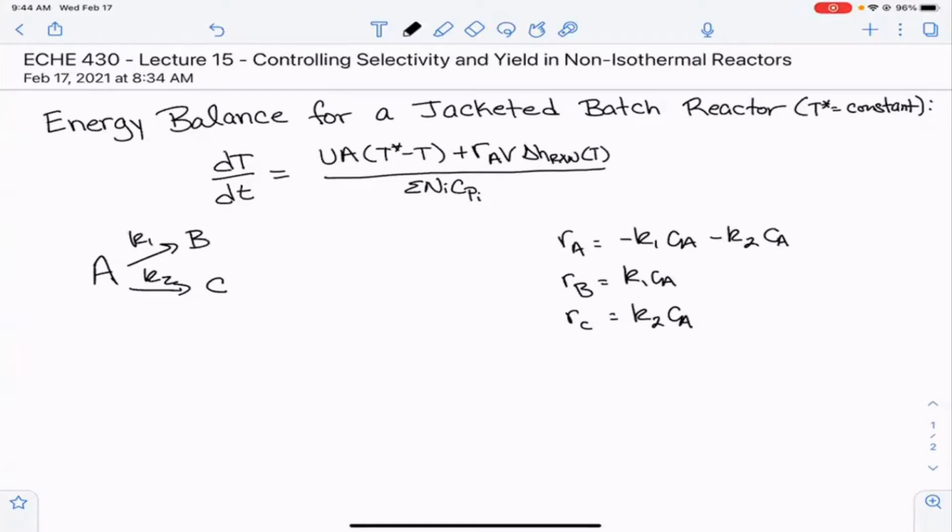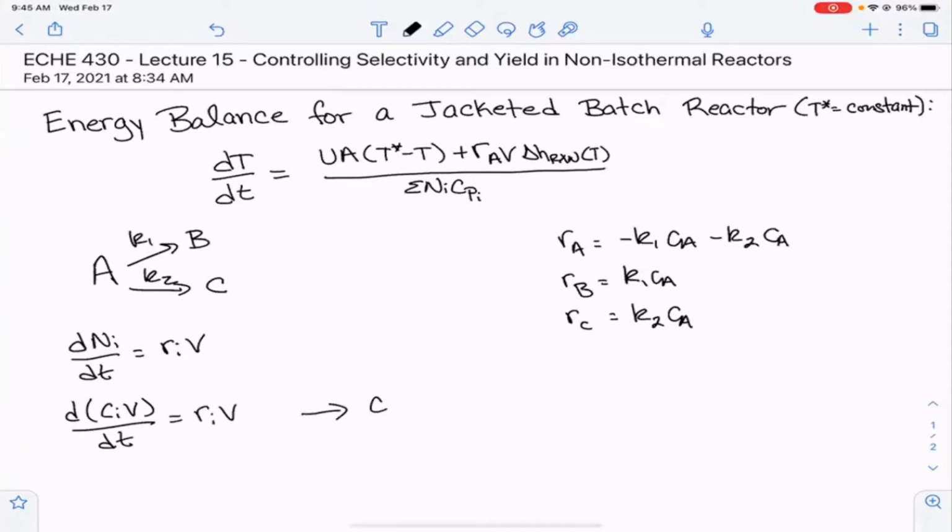Now, once we have the rate laws, we put those in our mole balances. And of course, for a batch reactor, our mole balance is just dNi/dt is equal to ri times V. And of course, we know that there's a relationship between moles, concentration, and volume. So this is just d(CiV)/dt is equal to riV. And in this particular problem, we were operating the reactor at constant volume.